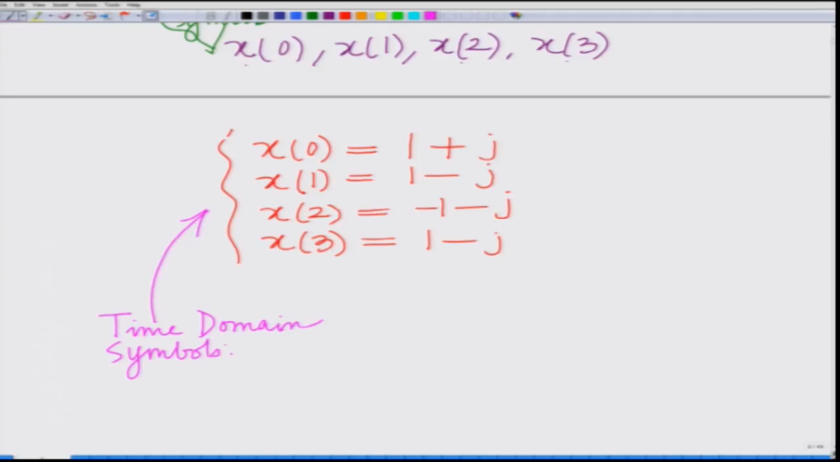What are these? These are the time domain symbols. Just to be explicit, these are not samples like in OFDM. Okay, please remember that these are not the samples, and you can clearly see these are QPSK symbols.